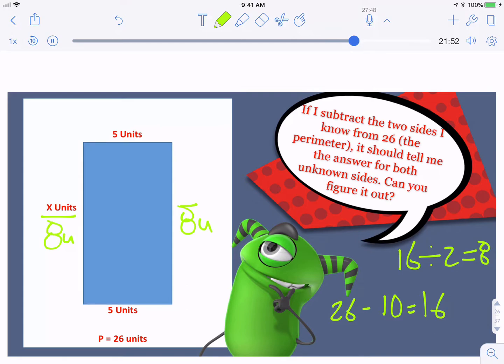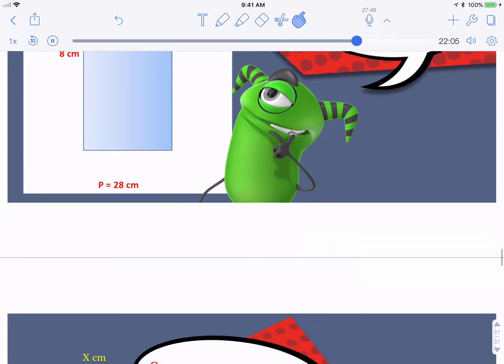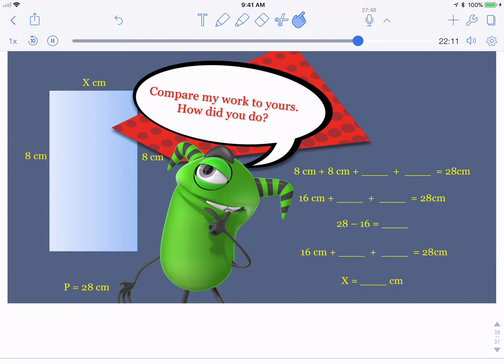See if you can do this one on your own. I'm going to go ahead and pause it, and then you'll solve it when you're done. Okay, now we're going to compare my work to yours. See how you did. So I know that one side is 8 centimeters, so that means the other side is 8 centimeters. So I have 8 centimeters plus 8 centimeters plus x side plus another side equals 28 centimeters.